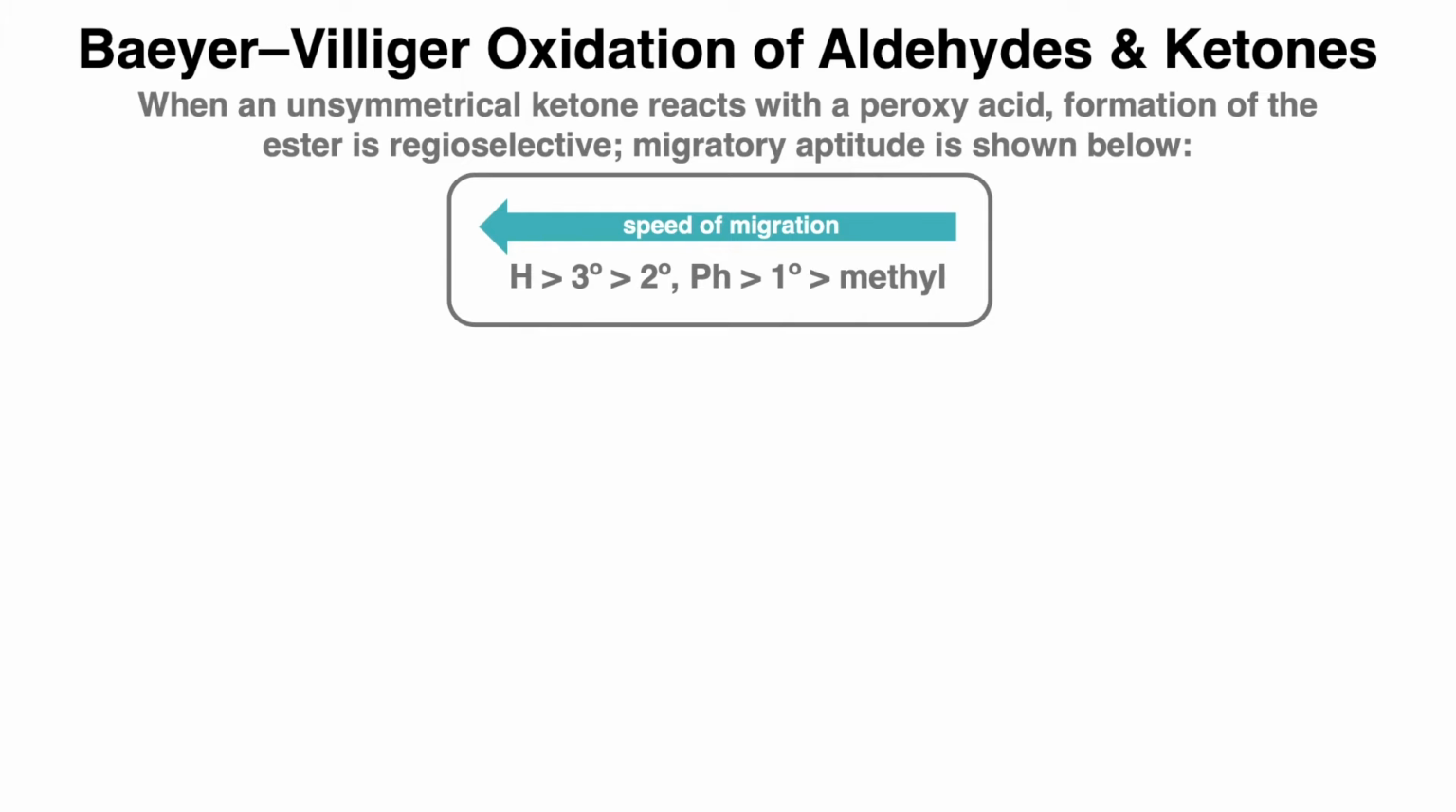Now, when an unsymmetrical ketone reacts with a peroxy acid, formation of the ester is regioselective and is dependent on what substituents are attached to each side of the carbonyl. Substituents are ranked in terms of speed of migration, which also can be called migratory aptitude, as shown here. Hydrogen atoms move the fastest and methyl groups move the slowest, so you want to make sure you move whatever substituent is fastest.